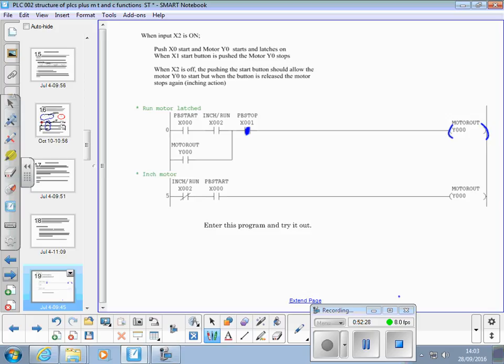Okay? So the other option, the other functionality, is when X2 switch is off, i.e. it's in the inching mode, we push this button, the motor runs, we let go, it stops. Right? The problem with this program is, when we try to run in auto mode, i.e. that switch is on, if that's on, that one must be off. Everyone agree with that? Because they're opposites of each other.